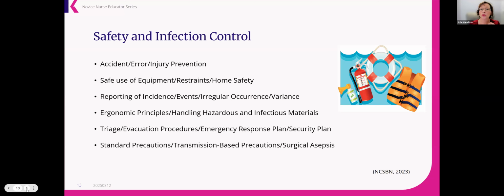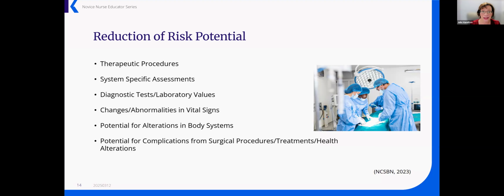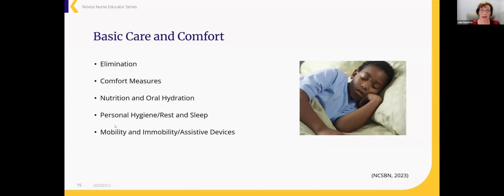Reduction of risk potential. Now, this one's a hard one. What concepts and topics are being taught or needed to be demonstrated? Therapeutic procedures, system-specific assessments, diagnostic tests, lab values, vital signs abnormalities, potential for alterations in body systems, and potential for complications from anything: surgical procedures, treatments, health alterations. I'm not including every single topic on these slides. I'm just giving you a little snippet. So it's really important you go to the National Council of State Boards of Nursing, look at the test plan, and look at everything that's encompassed in each one of these categories.